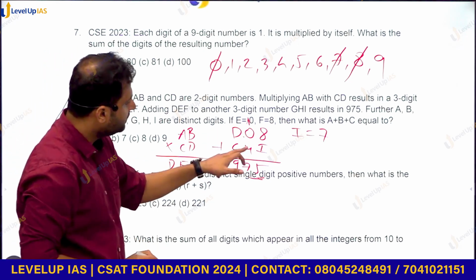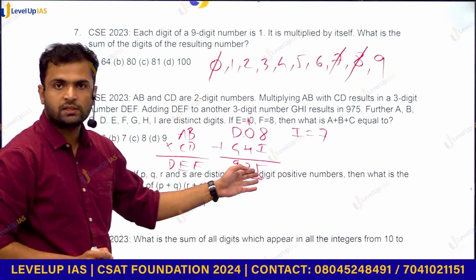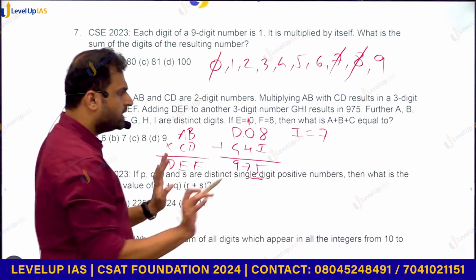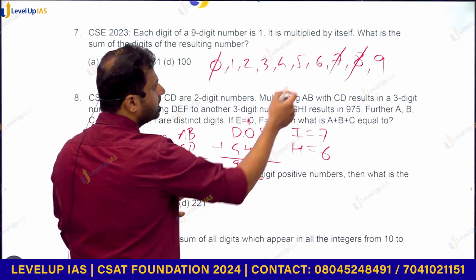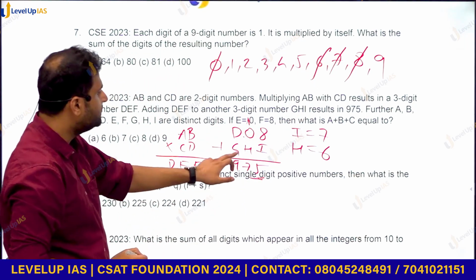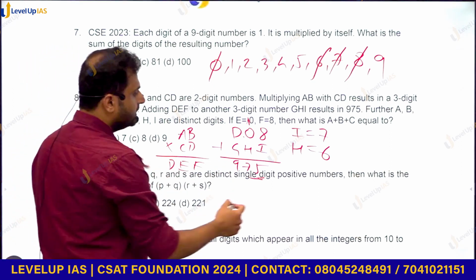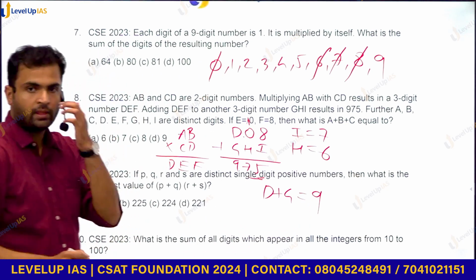Now 1 plus 0 plus H is also 7. So H has to be 6. There is no other option. We are just adding. So H has to be 6. If H is 6, let us cut it. 6 plus 1 is 7, and then D plus G has to be 9. That is there. D plus G is equal to 9.